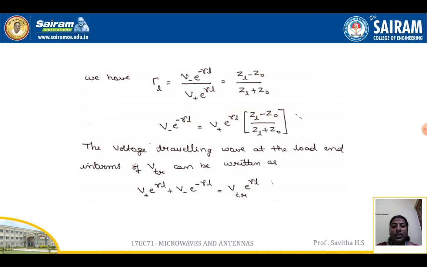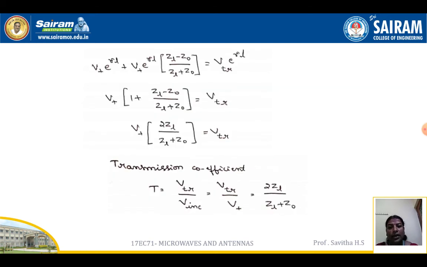The voltage traveling wave at the load end, in terms of VTR, can be written as V plus e to the power of gamma L plus V minus e to the power of minus gamma L is equal to VTR e to the power of gamma L. So V plus e to the power of gamma L plus V plus e to the power of gamma L into ZL minus Z0 divided by ZL plus Z0 equals VTR e to the power of gamma L.